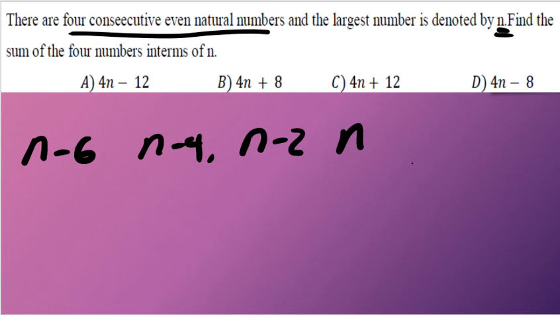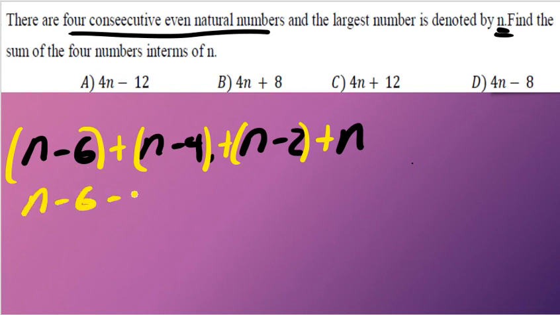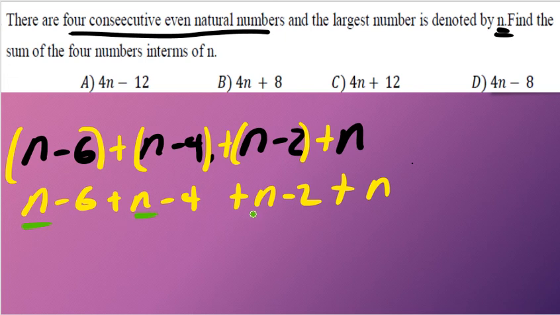Therefore, the question is asking us to find the sum of the 4 numbers. That means I'm going to add this one plus the second one plus the third one plus the fourth one. When I add, I can easily remove the brackets because it's plus. So n minus 6 plus n minus 4 plus n minus 2 plus n. How many n's do I have? 1, 2, 3, 4. All of them have positive coefficients.